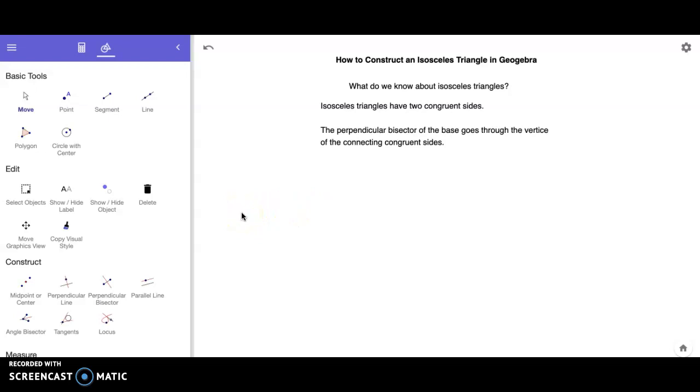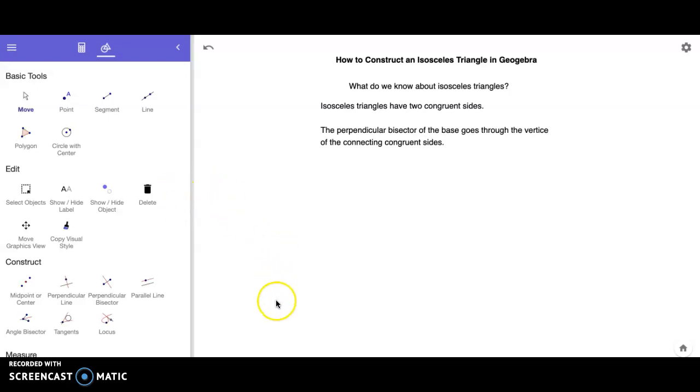So what that means is that when you create the perpendicular bisector of the very base of the triangle, you're going to see that it goes directly through the vertex that connects the two congruent sides. And we'll see that more later. But now let's jump in and get started.